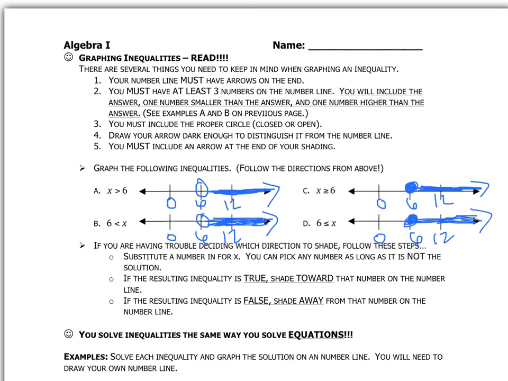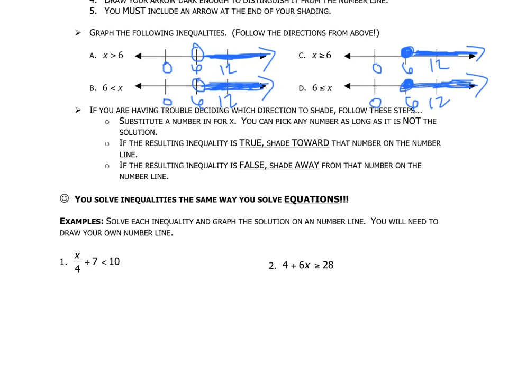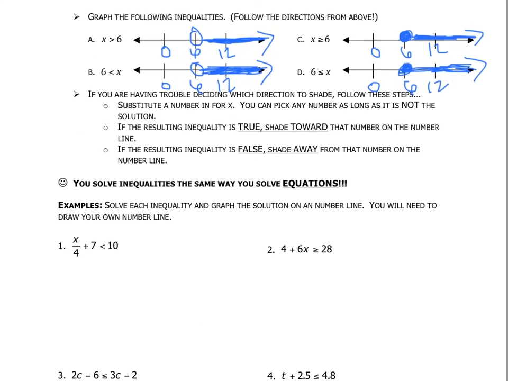Alright, let's continue on. It says if you're having trouble deciding which direction to shade, follow these steps. And this is just a kind of check. Try a number that is in the shaded region and see if it makes sense. For example, if I look at A, it says x is greater than 6. If I try any number that is in the shaded region, so let's say 10. 10 would be in the shaded region.